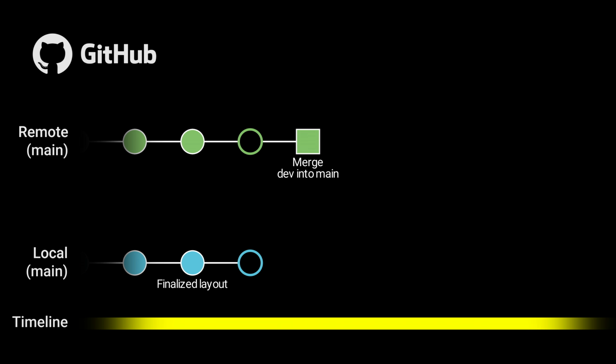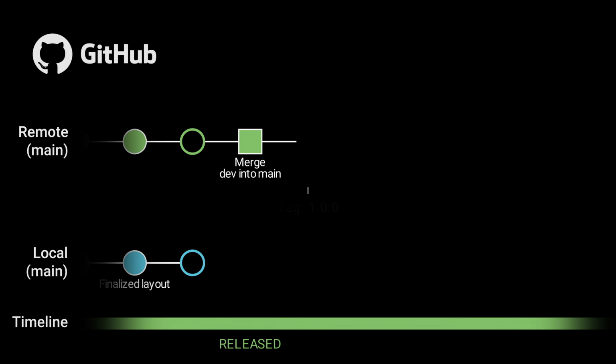This formalizes the transition from the development branch to the stable branch. Then we push a tag containing the release version number to the main branch to trigger the release workflow.